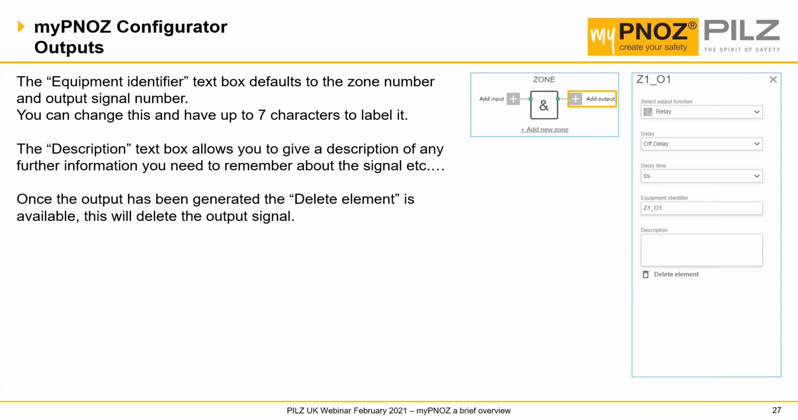The equipment identifier, along with the input one, also defaults to the zone number and output, zone 1, output 1. The description box again allows you to add any description, and once this is done, the delete element will be available, which will allow you to delete the output signal.